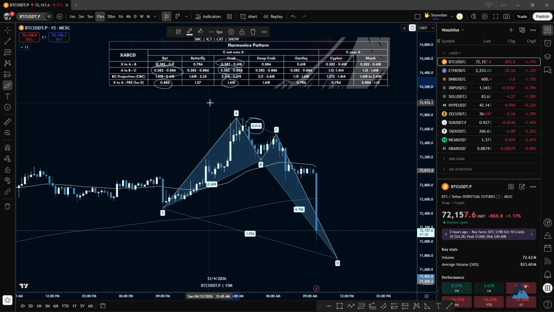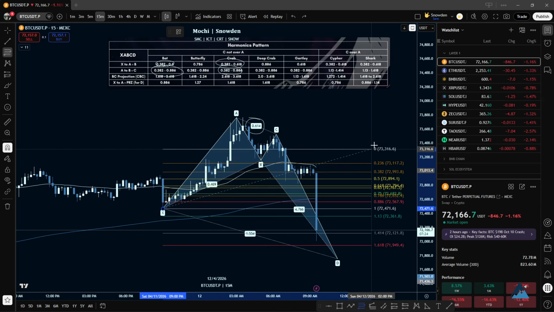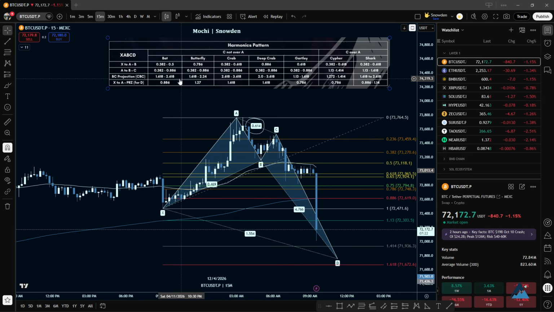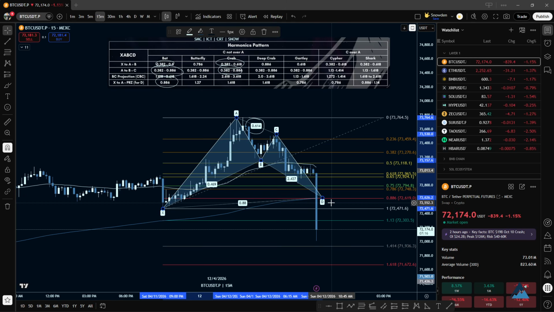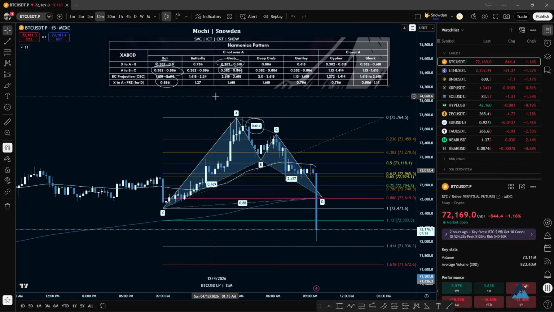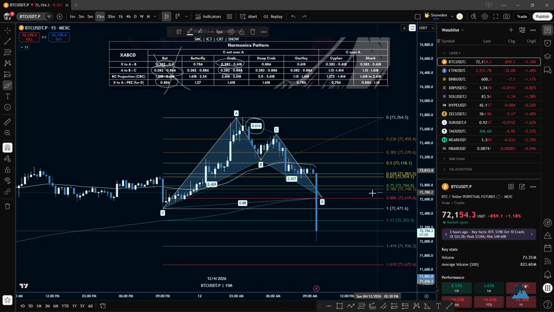0.886 or 1.618. So, hindi natin malalaman. We need to measure X to A. So, ngayon, 886. Ito yung harmonics ng 886. Dito lang. Lumagpas na. Wala na. So, meaning that, wala na tong bat. Kasi lumagpas na siya sa 886. Ito 886, oh. Ayun, lumagpas na siya.